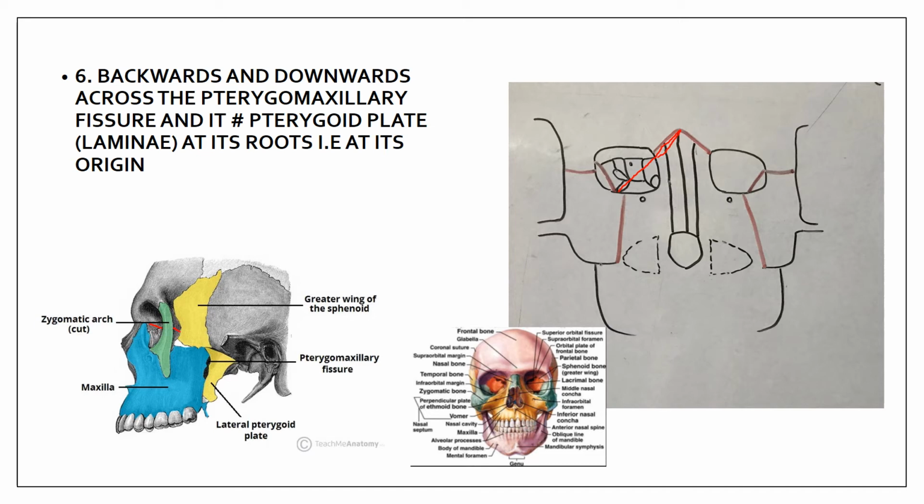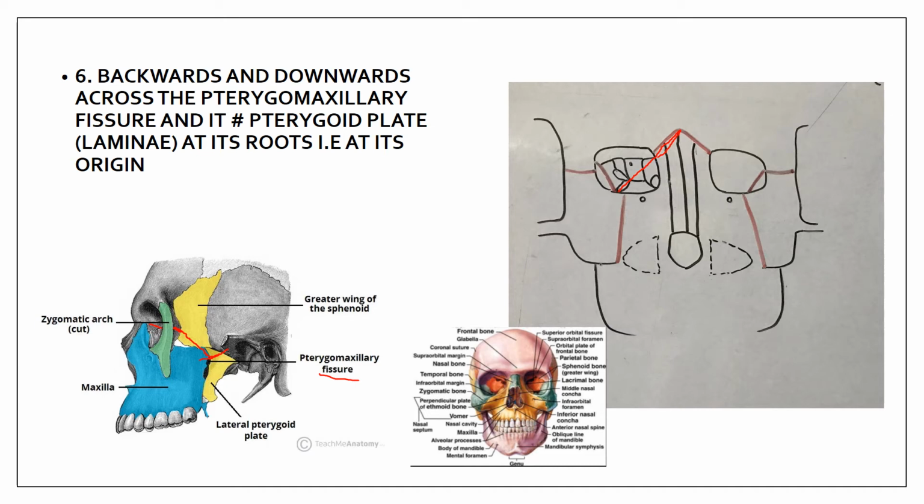After that, it turns and runs backward. So now it is running over here. In this picture you can see it is running backward and downwards across this pterygomaxillary fissure. So this is your pterygomaxillary fissure. It is running across the pterygomaxillary fissure, and then it fractures the pterygoid plate at its root, that is its origin. So this is your lateral pterygoid plate.